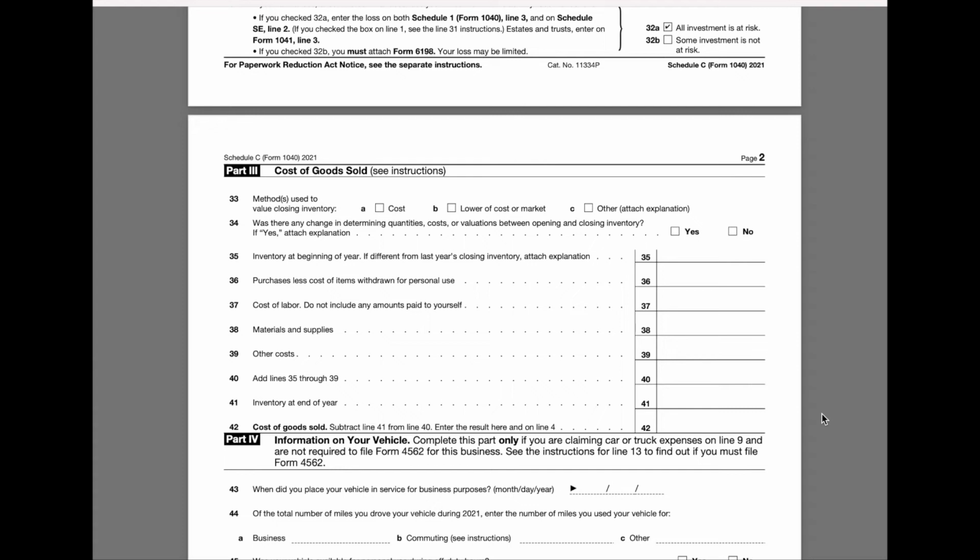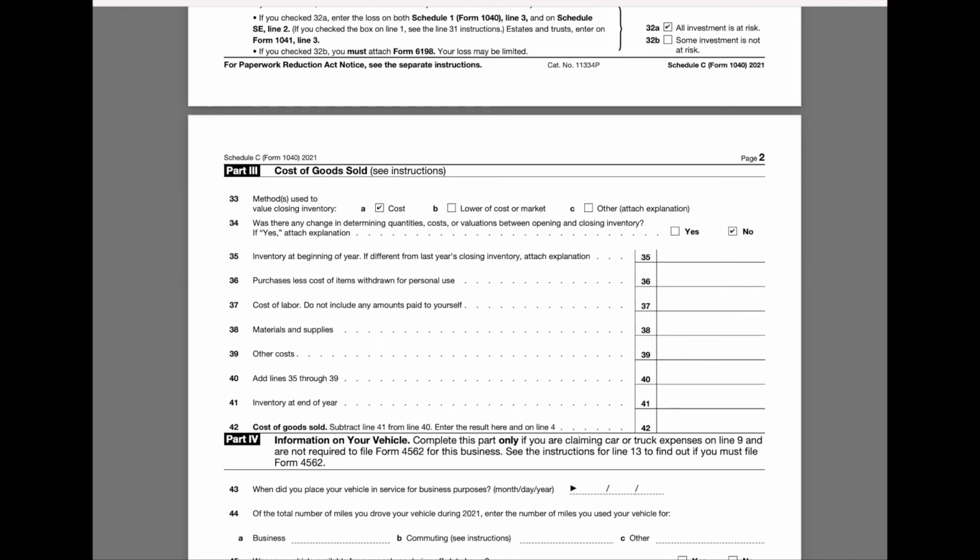Cost of goods sold in part 3. In our example, we did not have cost of goods sold, but I'll briefly cover what this entails. So in most cases, if you engage in a trade or business in which the production, purchase, or sale of merchandise was an income producing factor, you must generally take inventories into account, unless you are a small business taxpayer as we defined earlier. Line 33 is just going to be the inventory valuation. Your inventories can be valued at cost, the lower of cost or market, or any other method approved by the IRS. Was there a change in determining quantities, costs, or valuations between opening and closing inventories? If yes, attach an explanation. In our case, we did not.